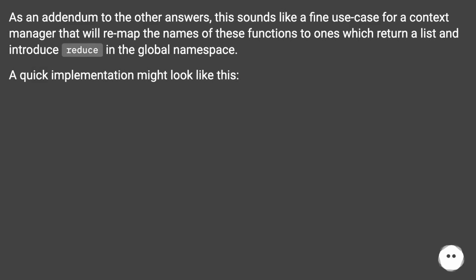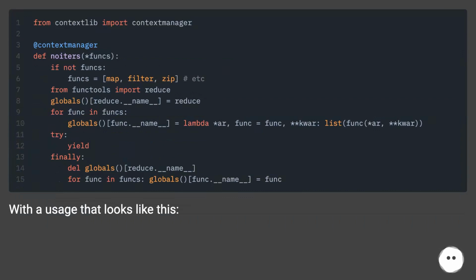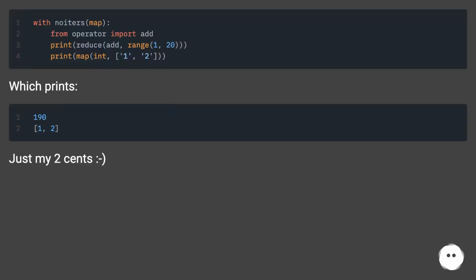As an addendum to the other answers, this sounds like a fine use case for a context manager that will remap the names of these functions to ones which return a list, and introduce reduce in the global namespace. A quick implementation might look like this. With a usage that looks like this. Which prints? Just my 2 cents.